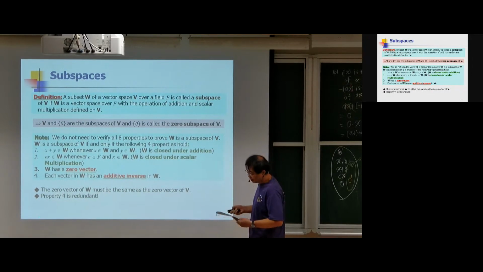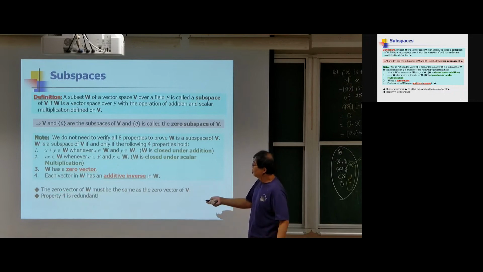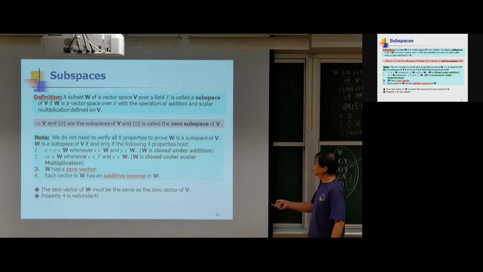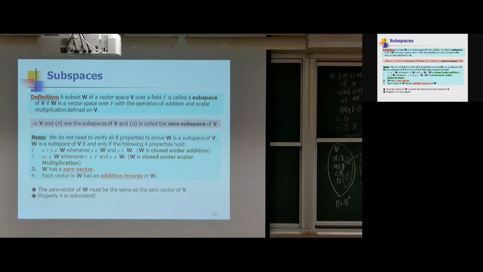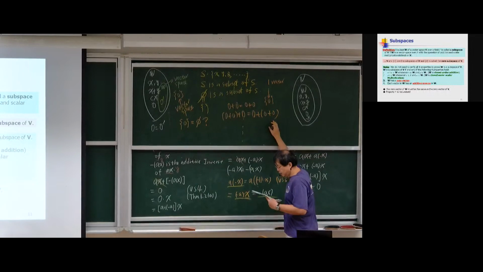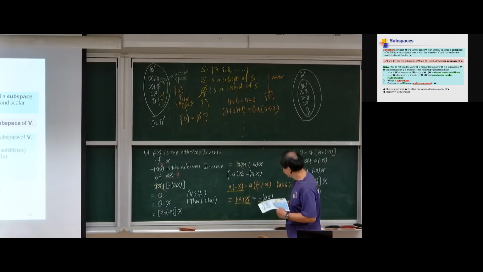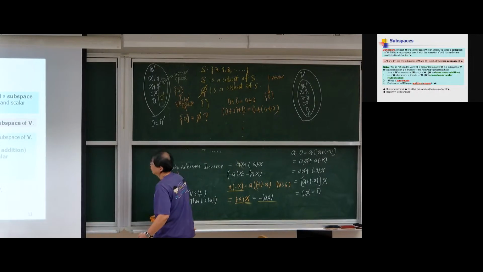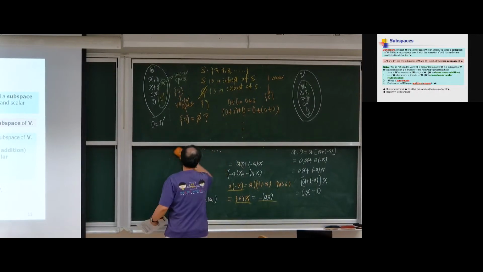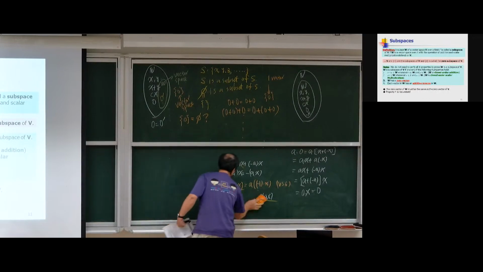Property 4 is redundant, and also the 0 vector of W must be the same as the 0 vector of V. So here 0 must be equal to 0 prime. Okay, so right now we need to prove these 2 statements. Okay, so we will prove first that property 4 is redundant.